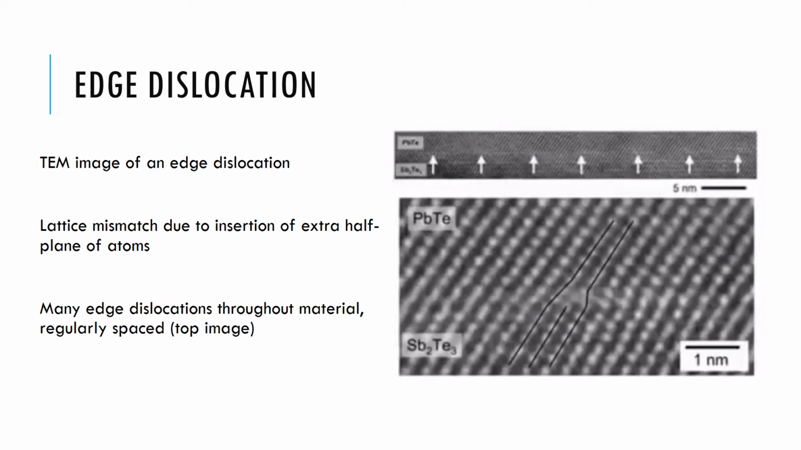Now, you can actually image these things if you have an electron microscope that is powerful enough, and I show you there a TEM image of an edge dislocation. The bottom right image is probably the easiest to observe it in. You can see that the black lines highlight the amount of lattice mismatch that occurs because of the insertion of this extra plane of atoms. And in fact, the image at the top there is a less zoomed in, panned out image, and it highlights the fact that there are lots of edge dislocations throughout this material.